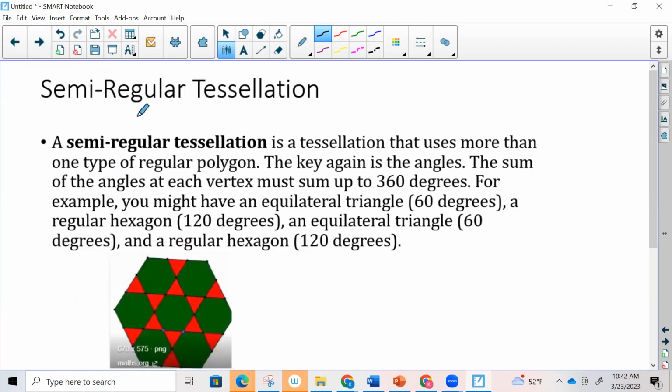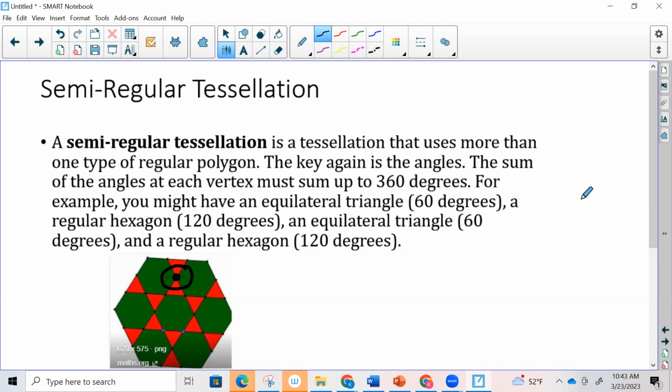We also have semi-regular tessellations. A semi-regular tessellation is a tessellation that uses more than one type of regular polygon. The key again is the angles. The sum of the angles at each vertex must sum to 360. So think about it at a vertex, it's like I have a circle around it. At that point, all the angles have to add up to 360 degrees because it creates a circle.